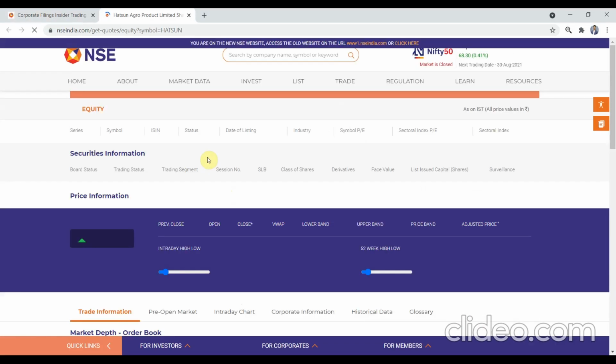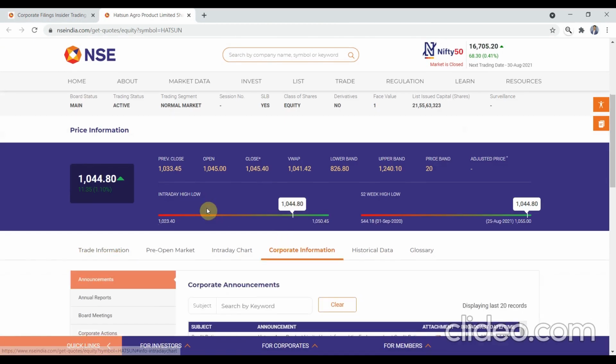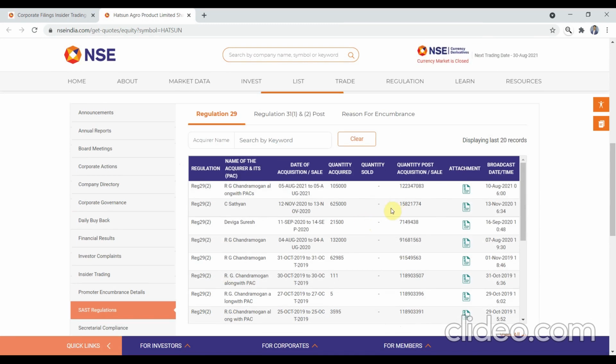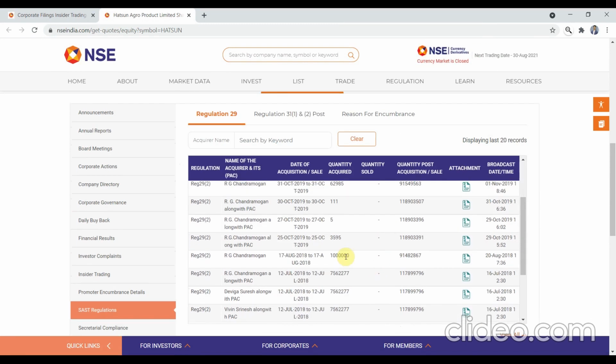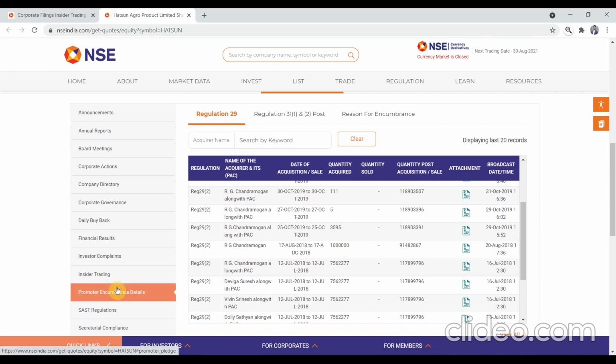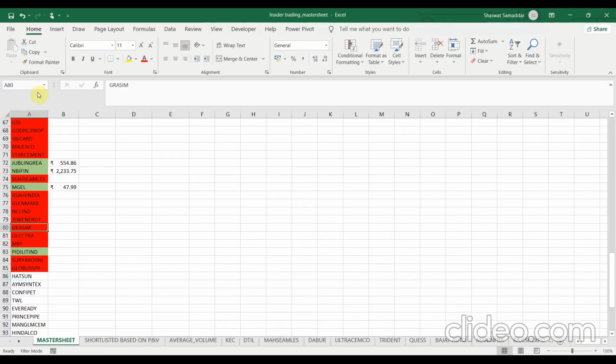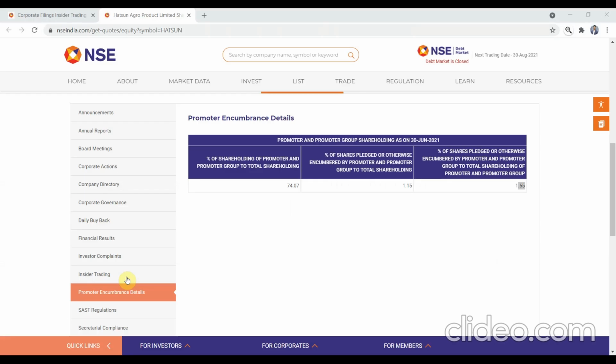Click on the symbol name. Go to corporate. Let's check the SAST regulation for this. Okay, so there has not been any selling in the last 6 months, so it's good. Let's check the pledging. Okay, there has been a pledging that is greater than 0%. So I'll mark this stock as red once again. Moving on to the next stock.